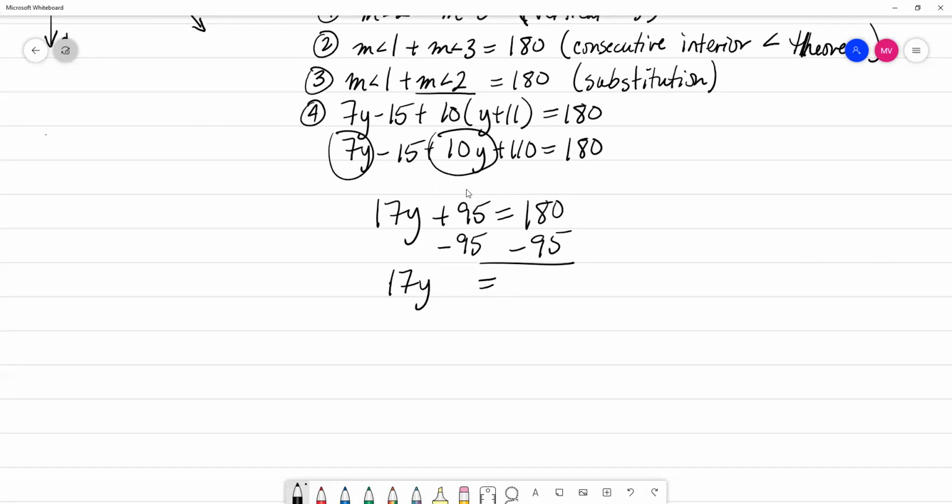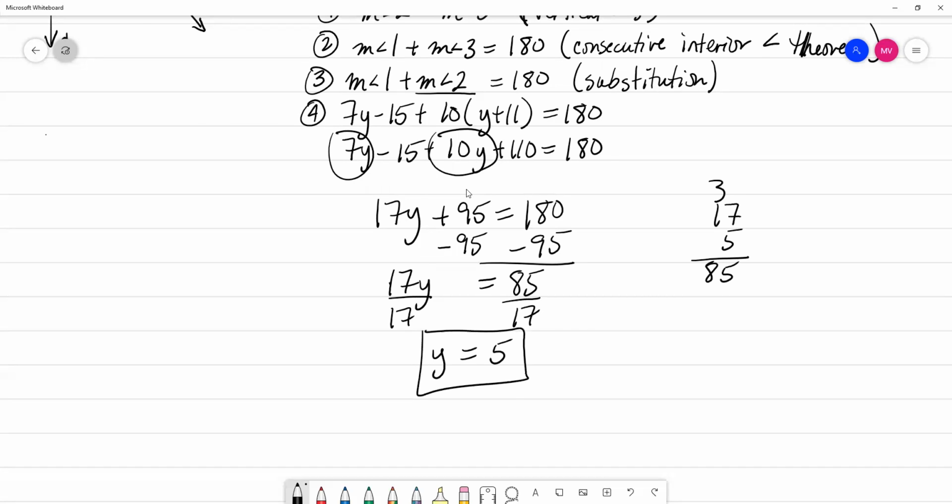Is it? Because 7 times 5 is 35, so I think it's 5. So this becomes 85. And if you divide both sides by 17, 17 times 5 is 85: 7 times 5 is 35, carry the 3, and that's an 8. Okay, so y equals 5.